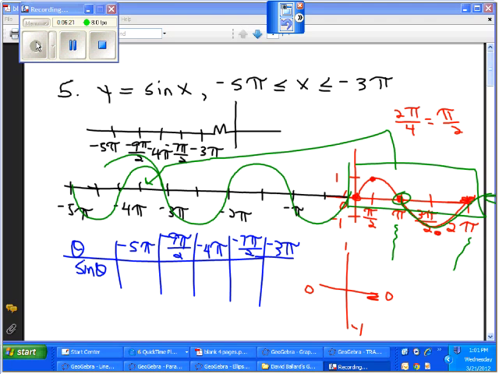So let's see if we can do that. I'm trying to show you more than one way. Shifting that graph is kind of hard for people to do in their mind. So let's think about just the unit circle. If we're at negative 5 pi, that's, whoops, I went the wrong way, didn't I?